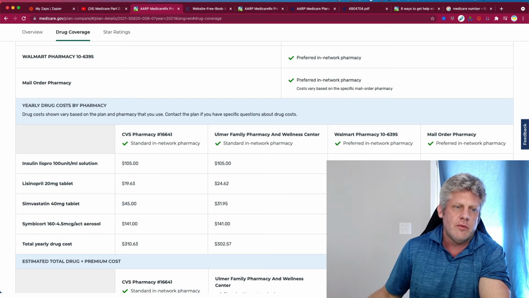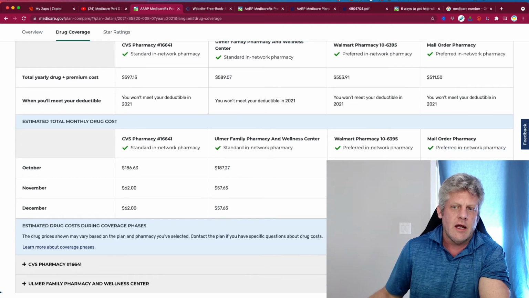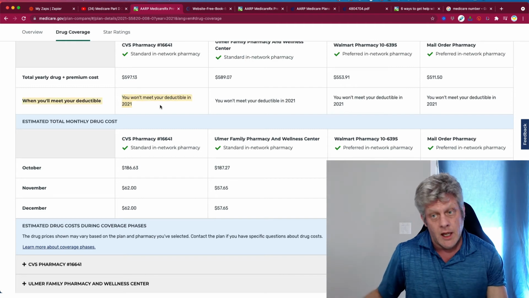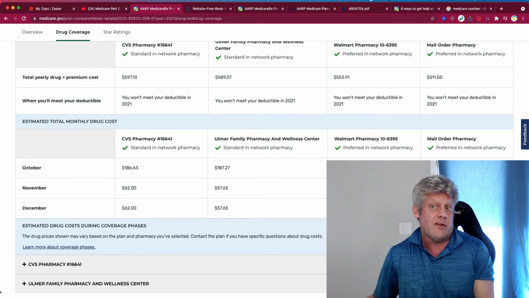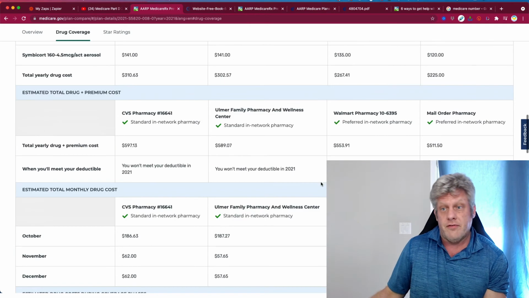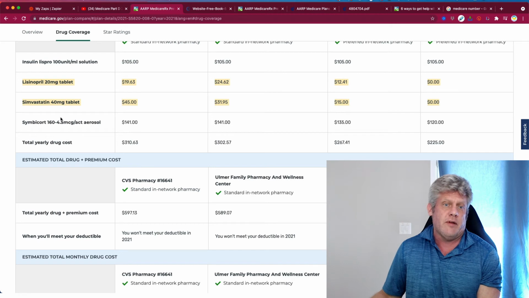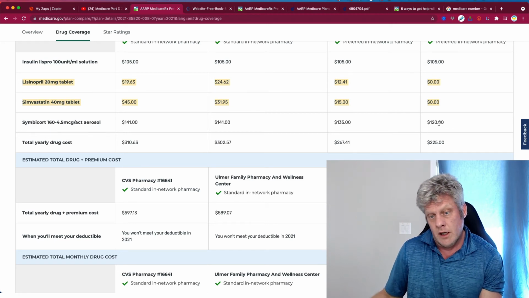So actually, in October, if you did the mail order, you get these 2 drugs for free, $0. Then you get Symbicort, a 3-month supply for $120, so that comes out to $40 a month. And for a 3-month supply of insulin, you're looking at $105, so let's just say $35 a month. The only drugs you're going to pay for with the mail order are $35 and $40, so your drug copays for this plan are going to be about $75.